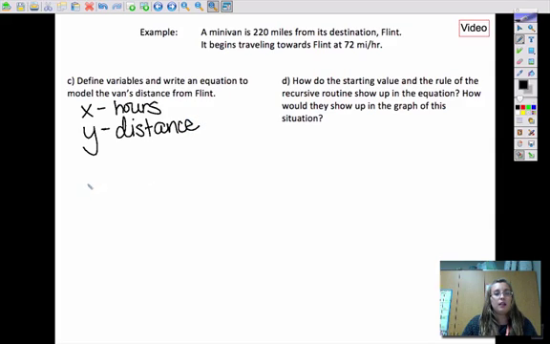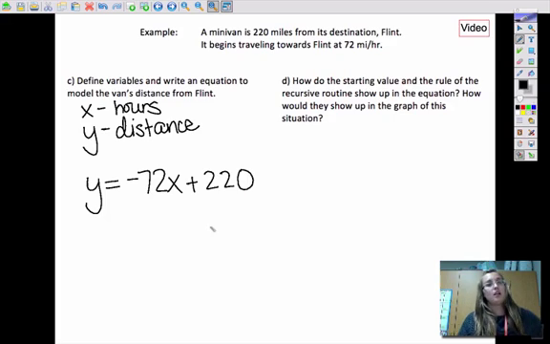And I'm going to put it in a different order here. I'm going to write y equals negative 72x plus 220. That's actually our equation, and I hope that you understand a little bit more now about how that shows the van's distance from Flint. But I just want to talk a little bit about how we got each of those and how they show up in the recursive routine and in the equation, and then also how it's going to show up in the graph, okay? And then we'll go ahead and define those terms for you.